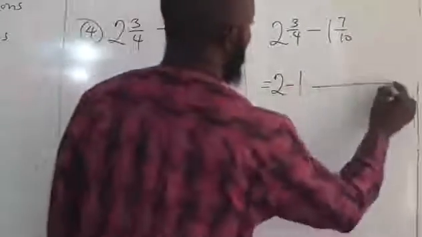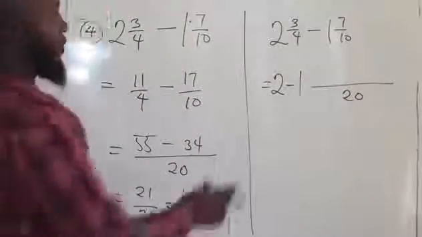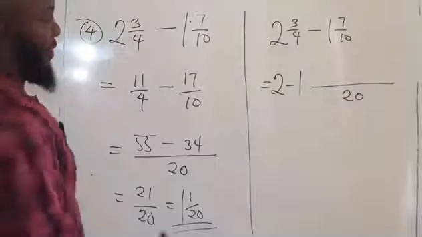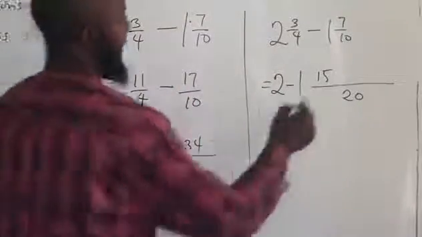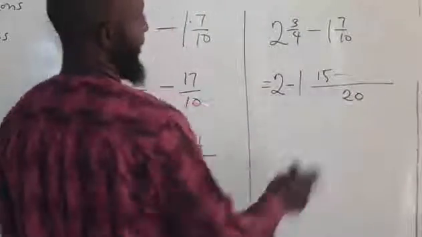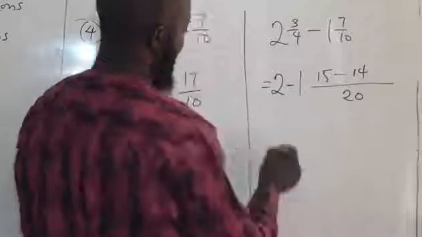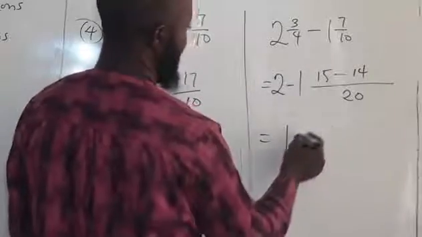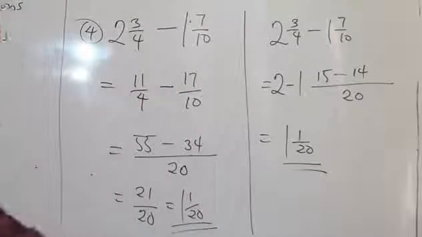Then find the LCM of the denominators, which is what? 20. Right. So 4 in 20, that gives what? 5. 5 times 3 gives what? 15. Am I with you? Then minus 10 in 20, 2. 2 times 7, that gives what? 14. So that means 2 minus 1 is 1. Then 15 minus 14 is 1 over 20, which means we still arrive at the same answer.